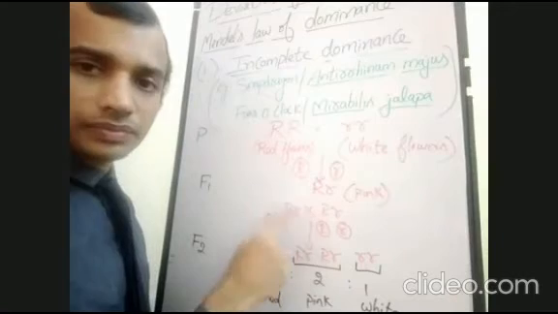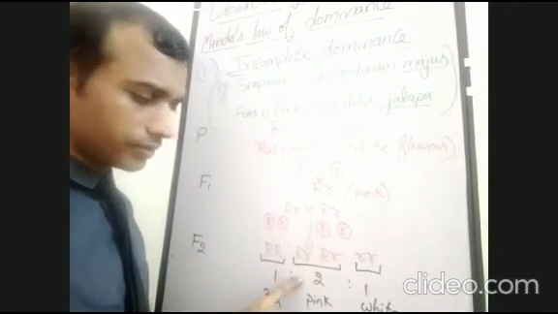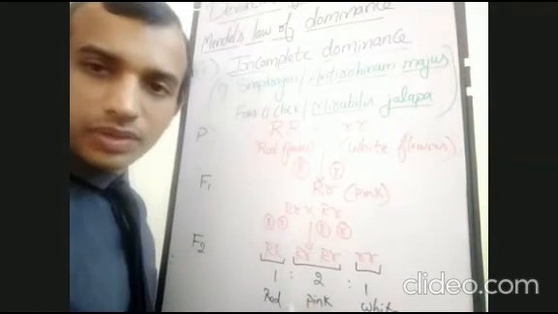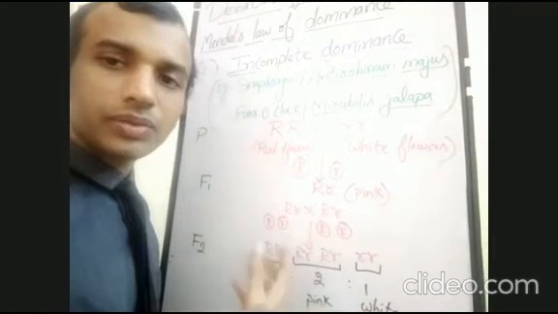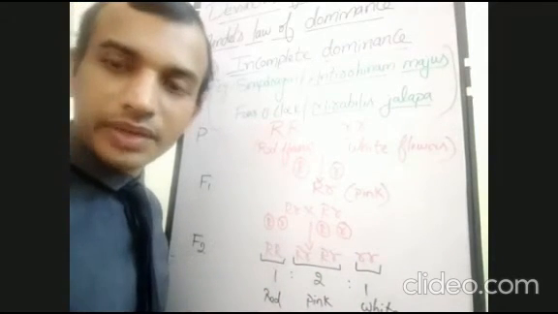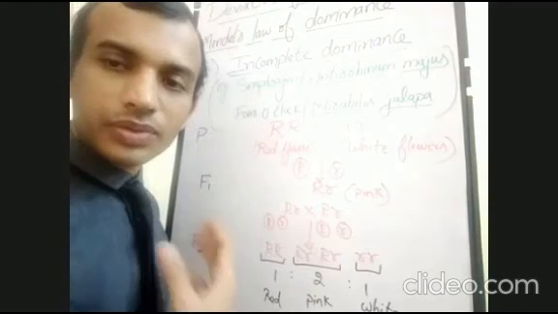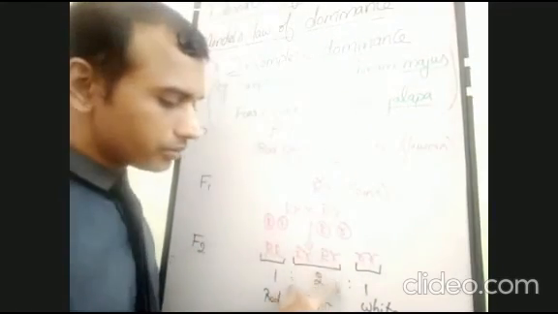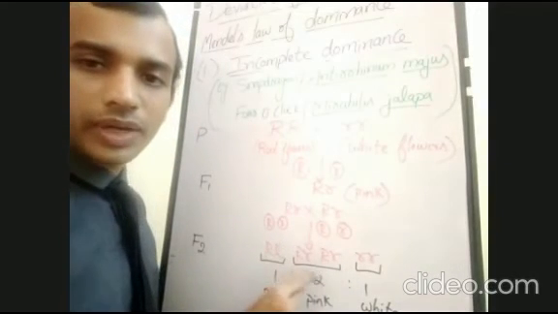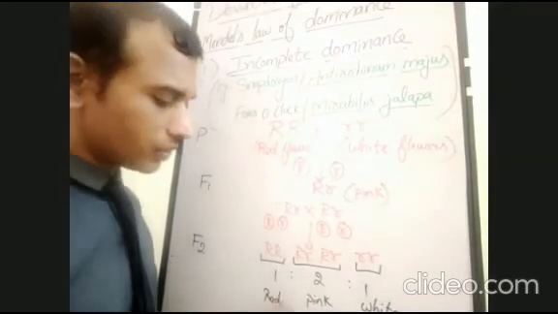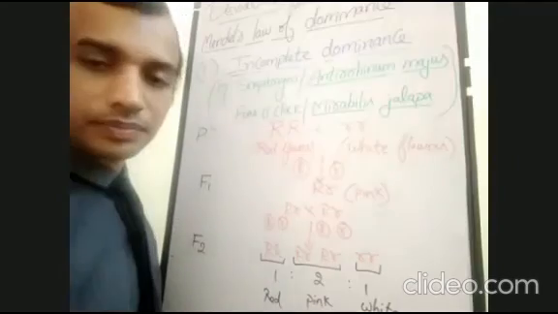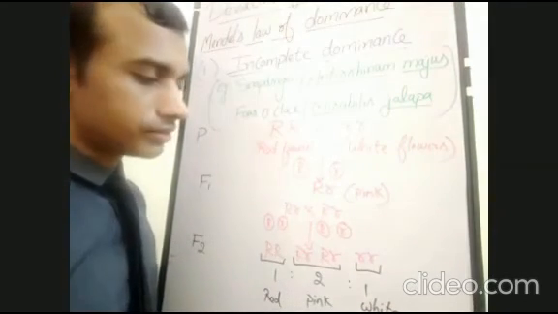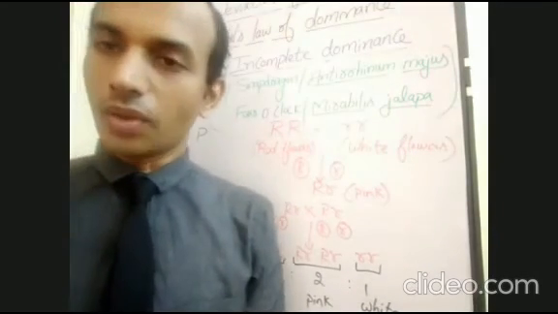Again, if we continue with this, in the F2 generation, we get a 1:2:1 ratio. That means whatever the genotypic ratio is, the phenotypic ratio is also the same. Whereas in regular Mendel's monohybrid cross, we used to get 3:1. Here it is 1:2:1, because the heterozygous condition will have a different phenotype compared to the dominant parent. So 1:2:1, that is 1 red, 2 pink, and 1 white. Thus, this is a deviation from Mendel's law of dominance.